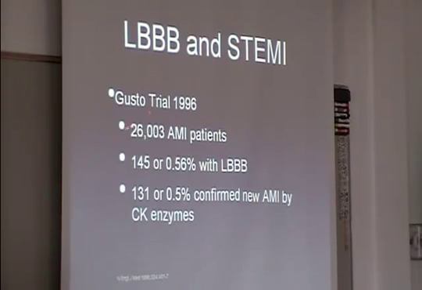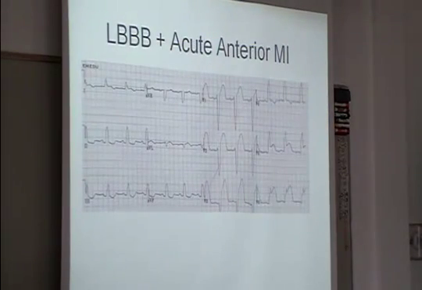This is what I was referring to earlier in the GUSTO trial way back in 1996, one of the early lytic trials, 26,000 acute MI patients, and only 145 of them developed a new left bundle branch block as a consequence of their heart attack, confirmed by enzymes. So that's pretty unusual. You can have a heart attack with left bundle, of course, and this would be an example where you see this dramatic ST elevation.